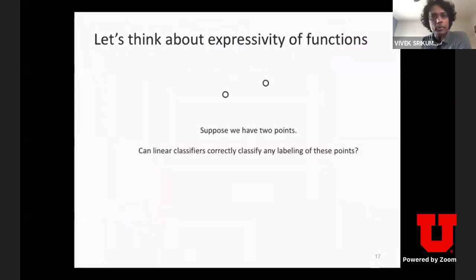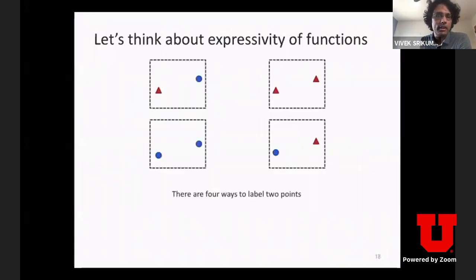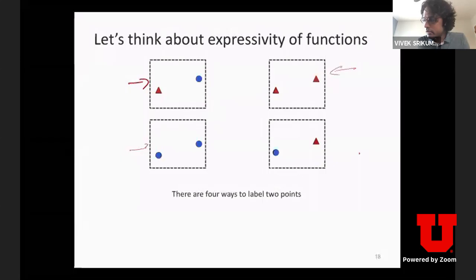So let's think about the expressiveness of functions. Suppose we have these 2 points. A question that we can ask is, can a line correctly classify any labeling of these 2 points? Can a linear classifier separate any labeling? What do I mean by any labeling? There are 4 possible ways to label these 2 points. I'm using circles and triangles. Both points can have the same label, either circle or triangle, or both points can have different labels. These are the only ways in which you can classify these 2 points.